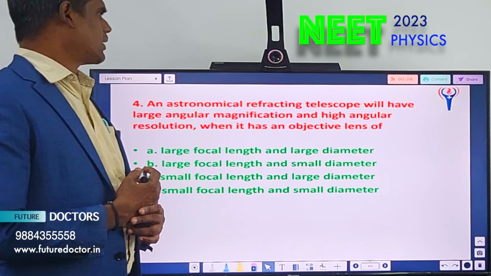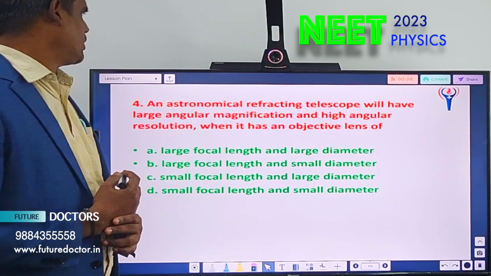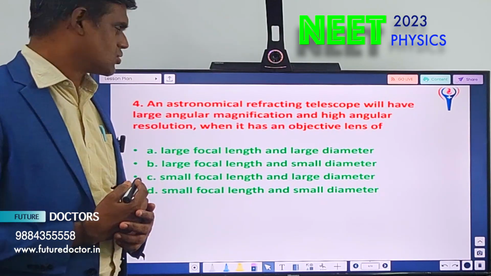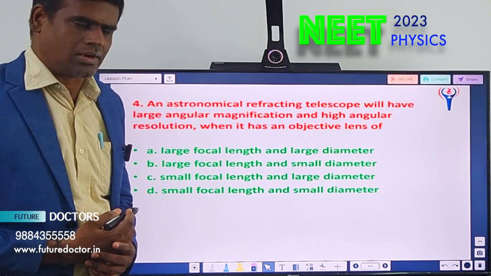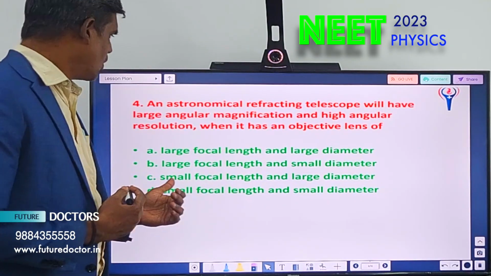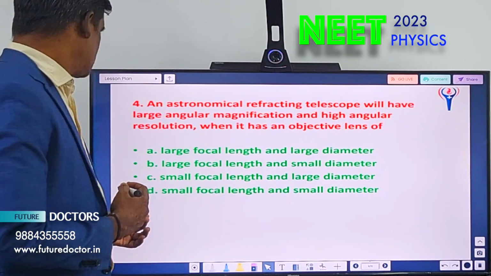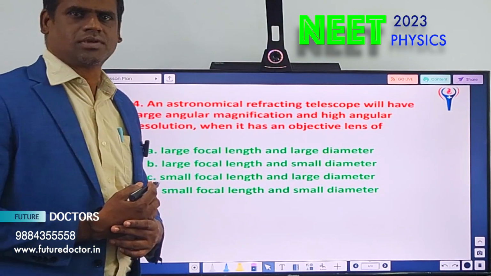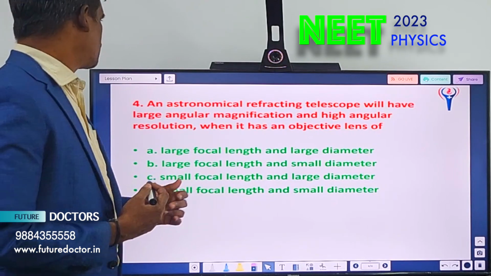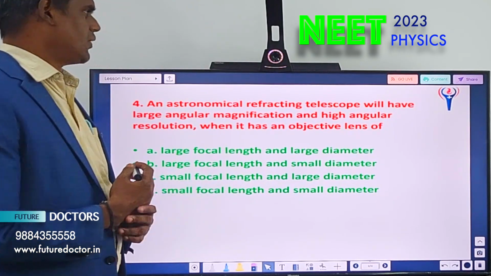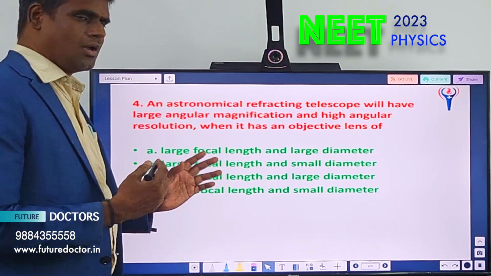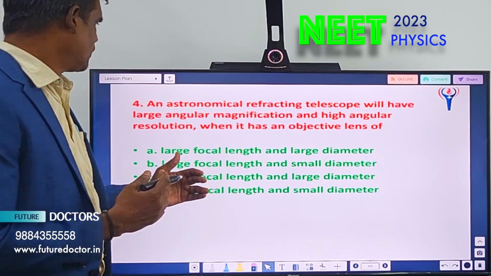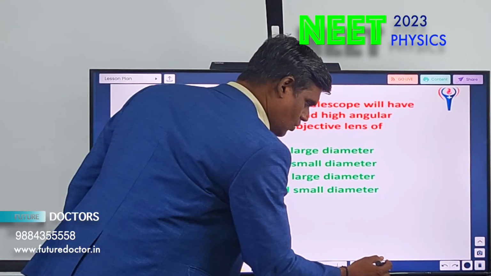An astronomical refracting telescope will have large angular magnification and high angular resolution when it has an objective lens of dash. A, large focal length, large diameter. B, large focal length, small diameter. C option, small focal length, large diameter. D option, small focal length, small diameter. That is, you should know the formula for the angular magnification of the telescope. By knowing the idea about the focal length of the objective, you are able to find the answer for this question. Let's move to question number 5.